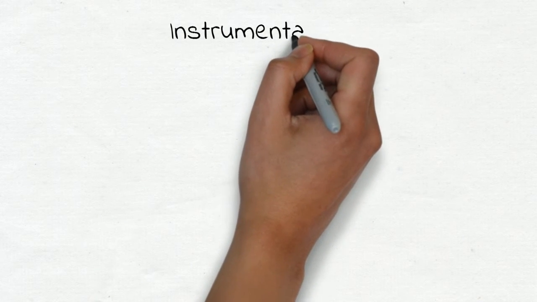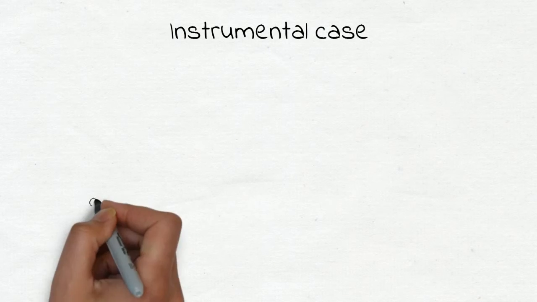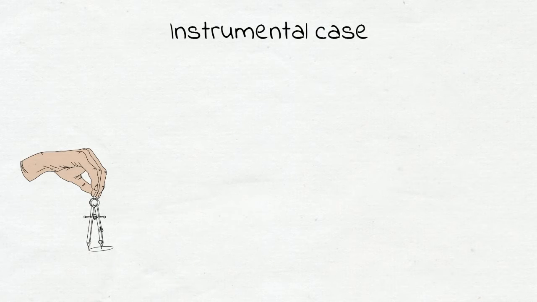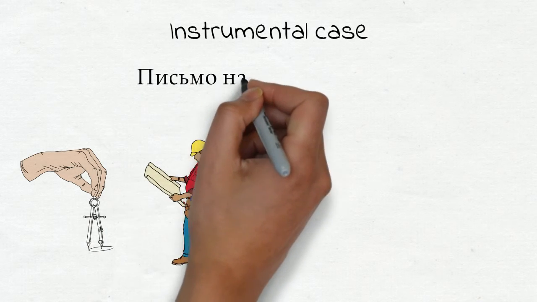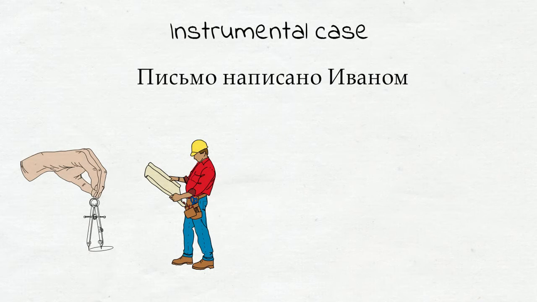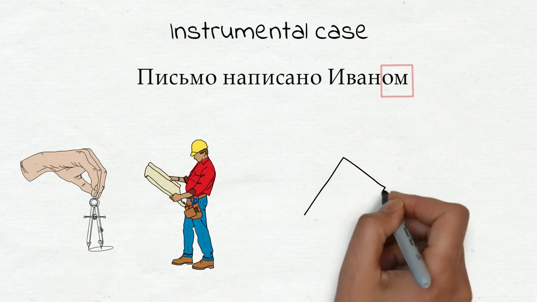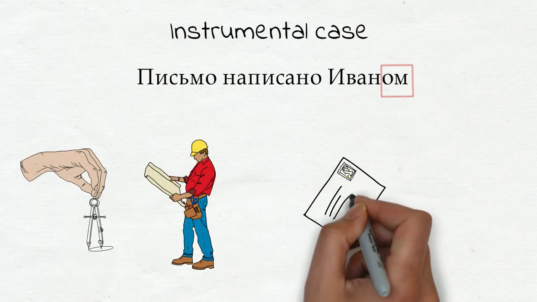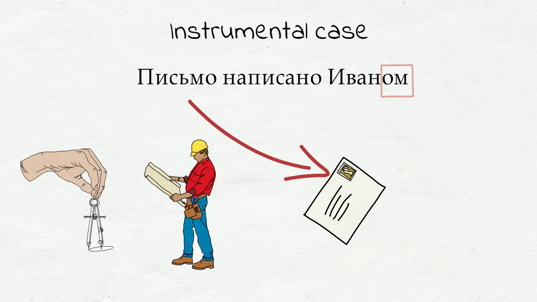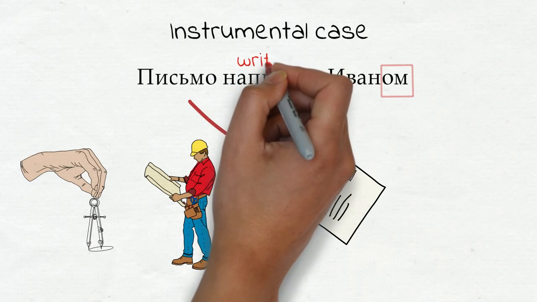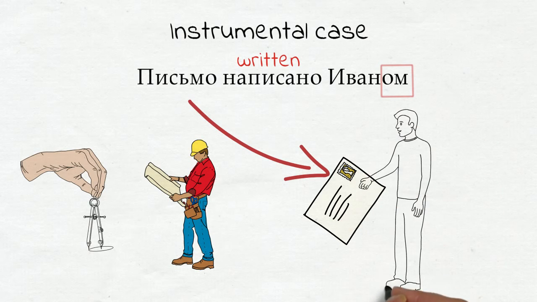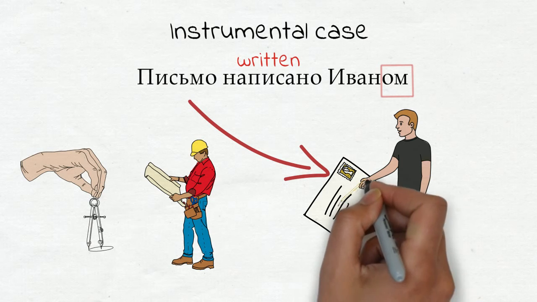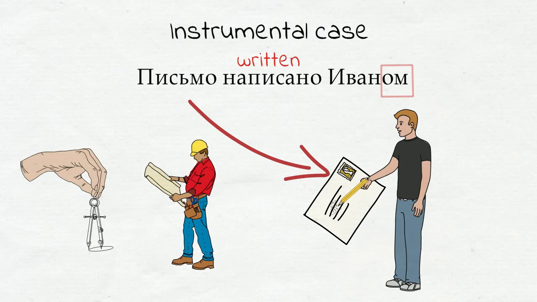The instrumental case. Instrumental case is used to indicate an instrument that helps to perform an action. It might also be used to describe someone's job or in combination with certain prepositions. In our example, «письмо написано Иваном», the instrumental is used to indicate the agent in a passive construction, the person who is responsible for carrying out the action indicated by the passive verb. In our example, it's Ivan who is responsible for writing the letter. That is why I have to put this word in the instrumental case.